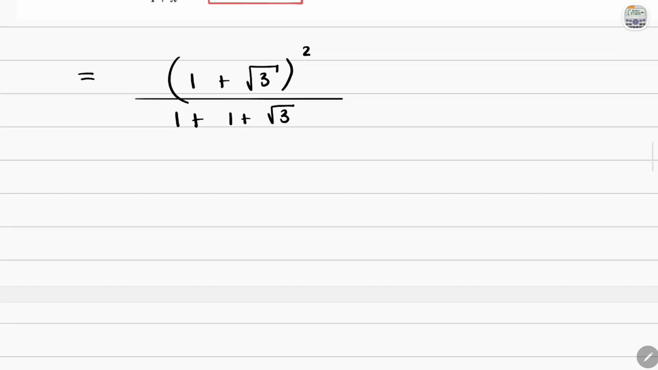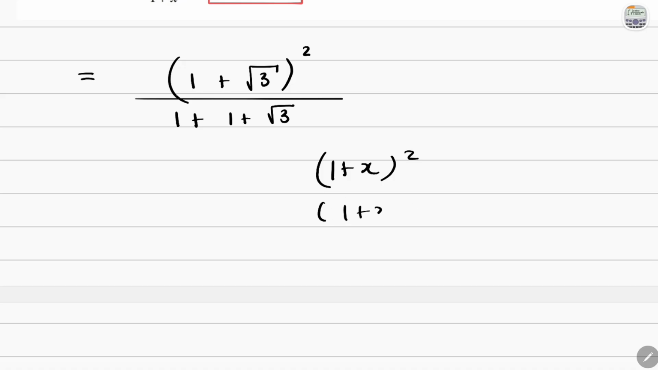Okay, let's simplify. So you see with surds, 1 and root 3, we can't just add them together, they don't become square root 3. So you treat these roots as if it's a variable. If you had 1 plus x all squared, how would you simplify this?